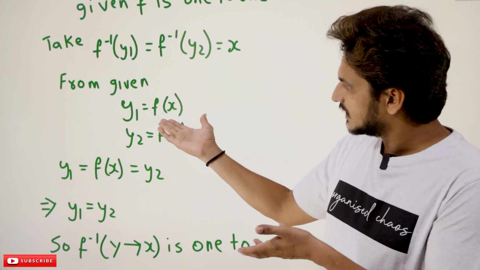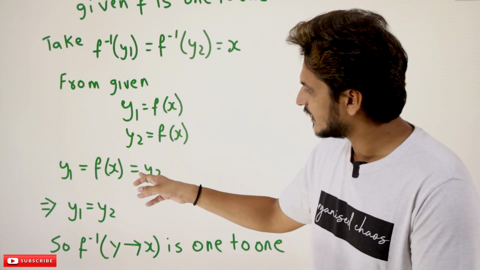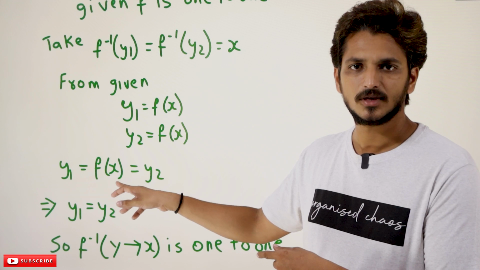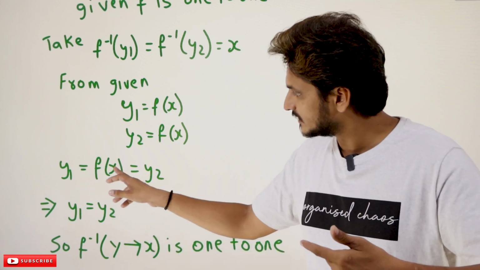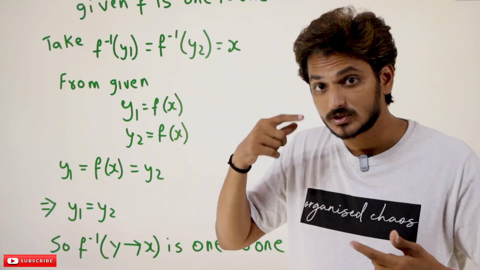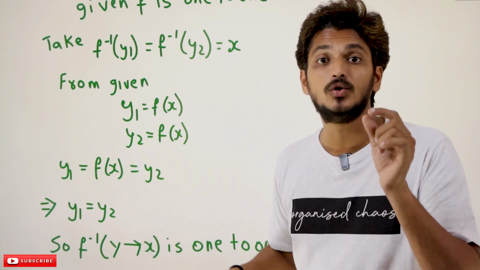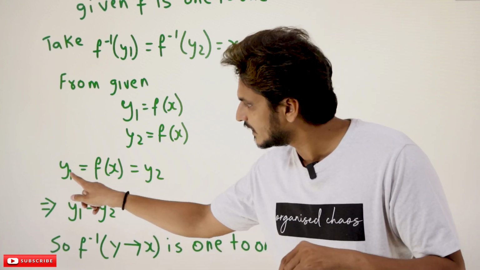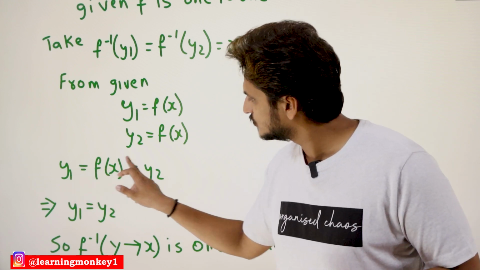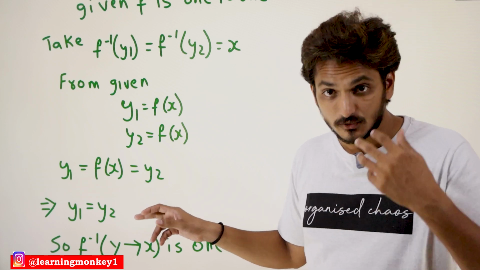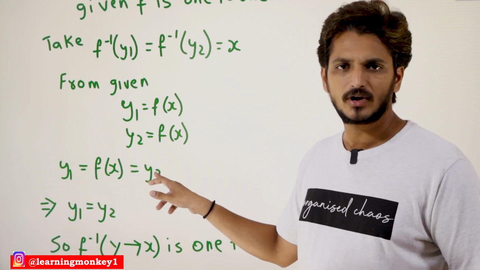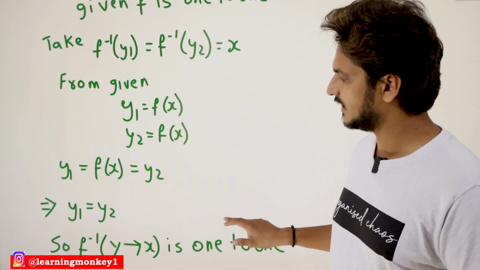So from the above discussion, y1 equal to f of x, y2 equal to f of x, meaning y1 is pointing to f of x, y2 is pointing to f of x. But it was already given that f of x is pointing to y1 and f of x is pointing to y2, and that f is a 1 to 1 function. Means x is mapping to y1 and x is mapping to y2. Is it possible? It is possible only if these two are equal, because it was already given that f is a 1 to 1 function. So definitely y1 equal to y2.